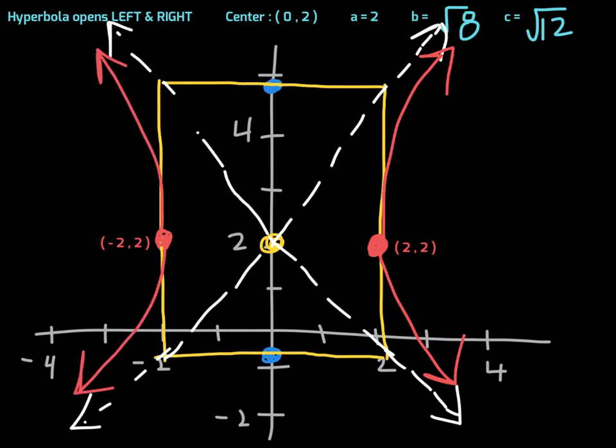So what you see in red are the branches of the hyperbola. The only thing that's missing are the foci. Now remember, the foci are found by finding c, which we found already, square root of 12. The square root of 12 is larger than the square root of 9, so it's more than 3, but it's less than the square root of 16, which is 4. So it's between 3 and 4 units, okay? You can get an approximation by plugging it into your calculator.